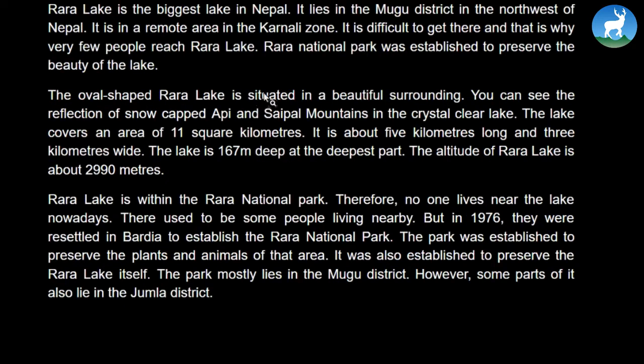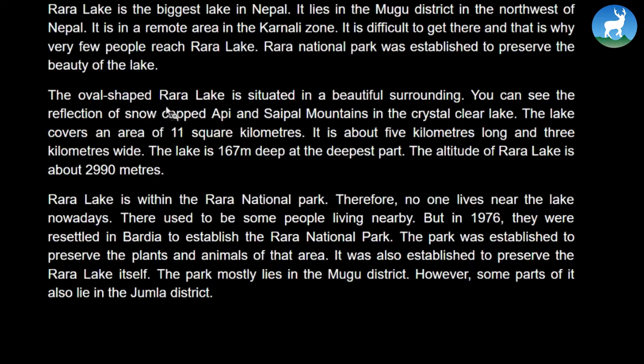Rara, well, that's the title. Rara Lake is the biggest lake in Nepal. It lies in the Mugu district in the northwest of Nepal. It is in a remote area in the Karnali zone. It is difficult to get there, and that is why very few people reach Rara Lake. Rara National Park was established to preserve the beauty of the lake.